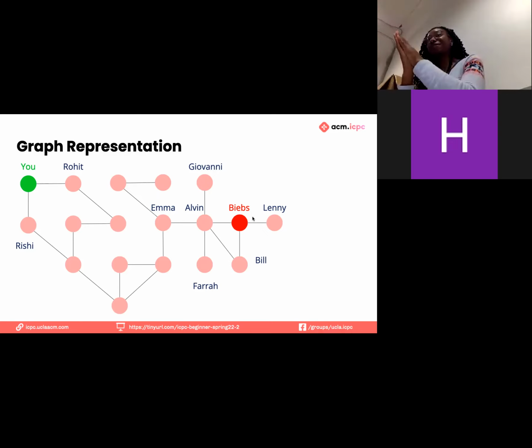But we also should note that there are other ways for her to get to Justin Bieber that just take longer. For example, she could call Alvin, and Alvin can say, I will not introduce you to Justin Bieber, but I will introduce you to my friend Bill, and maybe he'll be nicer than me. So she could call Alvin, who calls Bill, who calls Justin Bieber. That will be three calls total. Cool.